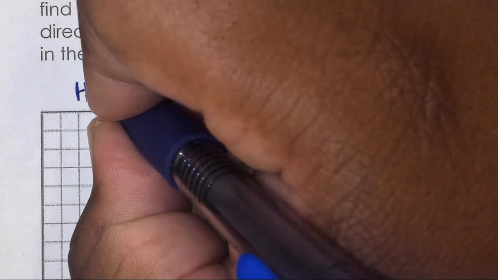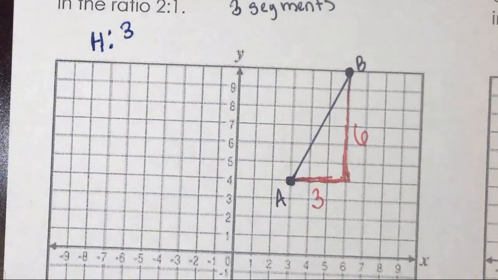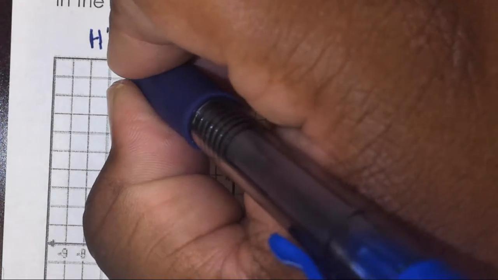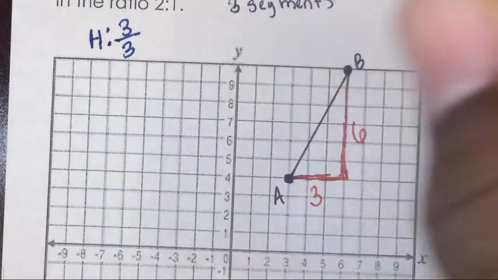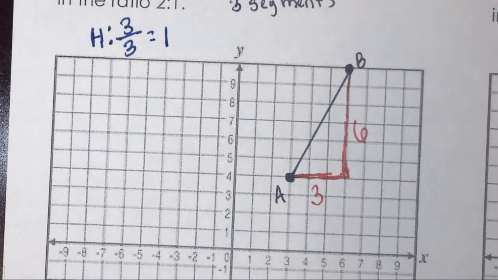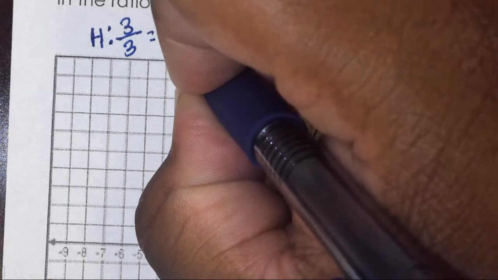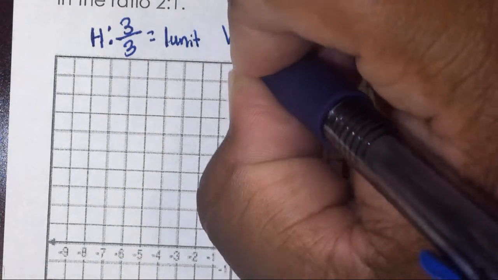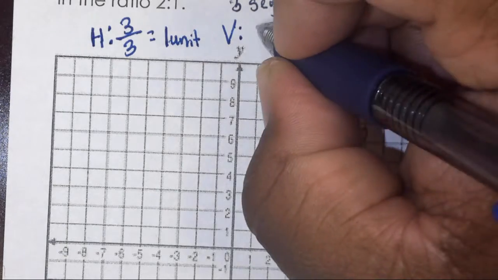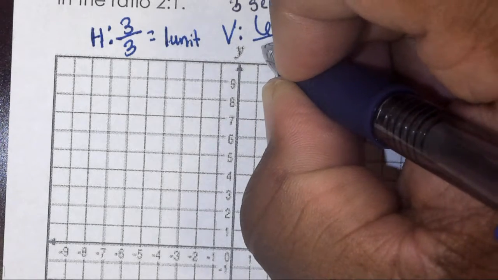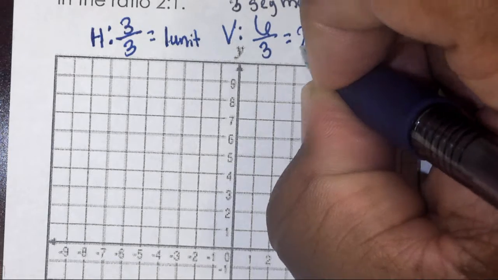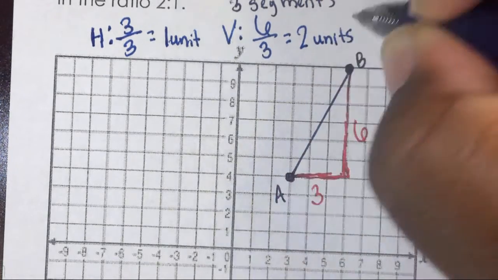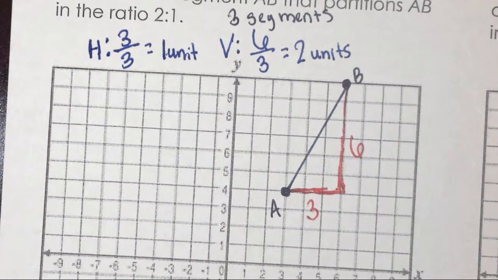Horizontal is 3. But if you look at step 3 on the front, it says divide each length by the total number of parts found in step 1. How many parts do we have? How many segments do we have? So take the horizontal distance divided by 3. 1. That's going to tell you how many units to move. So I'm moving 1 unit horizontally. And then vertically, 6 divided by the total number of segments, 3, which is what? 2 units. So that's just telling me how to move. So I got 1 unit for my horizontal, 2 units for my vertical. So check me out.